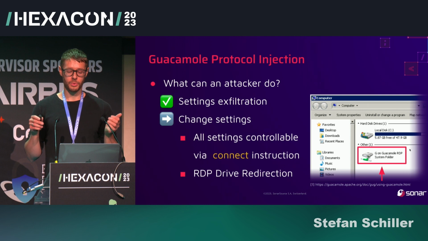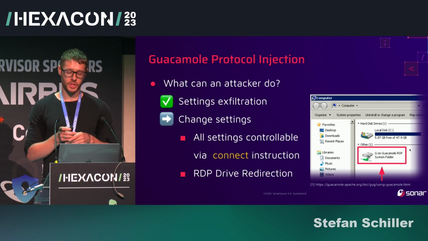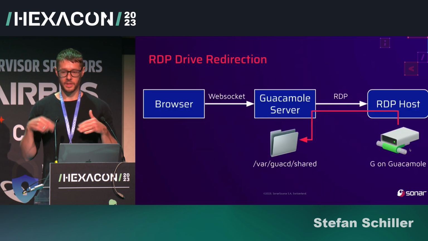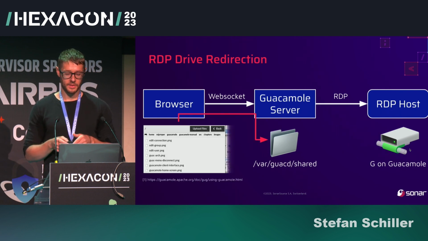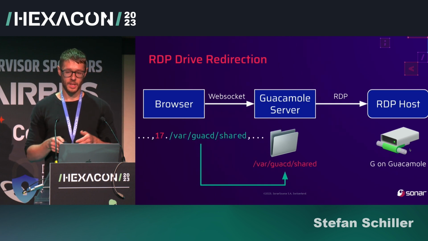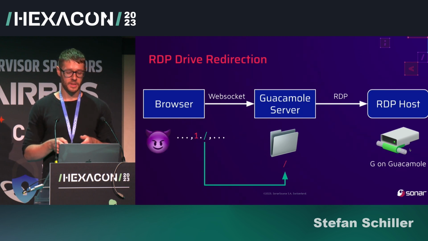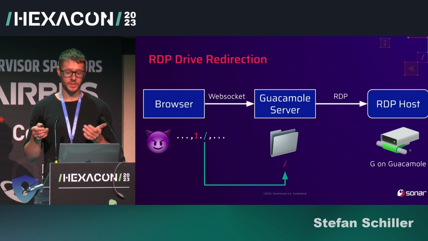What we can also do is to change all settings in the connect instruction. And one feature which can be enabled by this setting is the RDP drive redirection. When instructed to do so, Guacamole can map a configured share to the RDP connection. This share can be accessed from the browser via a dedicated file browser. The problem is that the shared folder is also one setting of the connect instruction. This means that an attacker can leverage injection to define the Guacamole server's root as the shared drive. This allows the attacker to leak any world-readable file on the server.